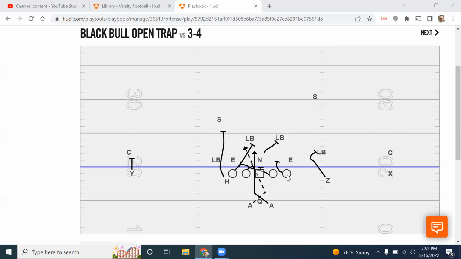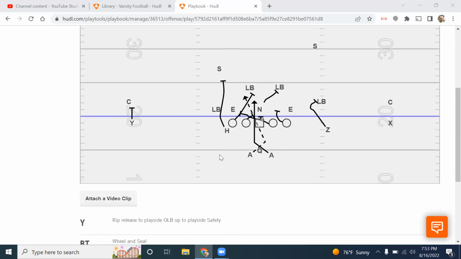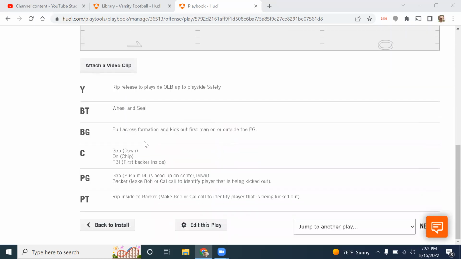If you're on the front side, you say, all right, cool, I am doing my gap progression and I am blocking my backside gap because it's an inside run play. What we have drawn up here is trap against a 3-4 defense, the defense that we see, and the H is on the play side. So I'll go through our rules here.